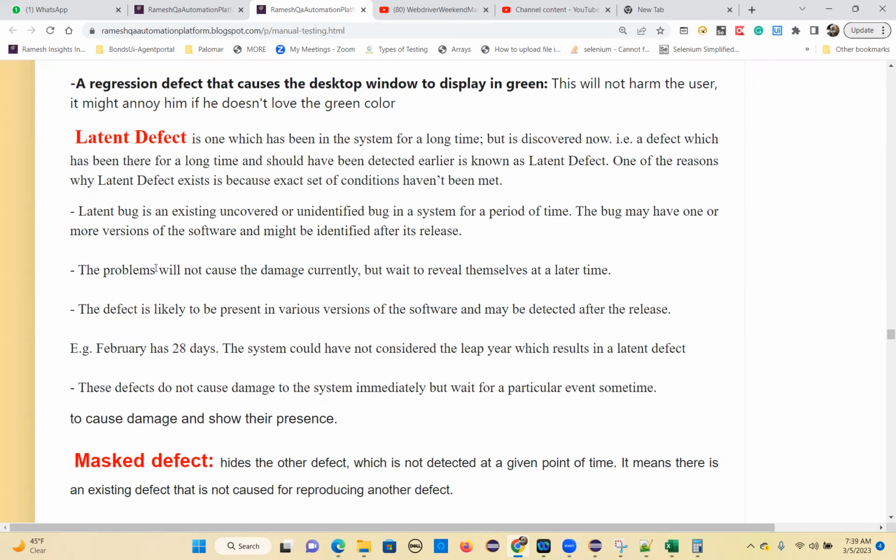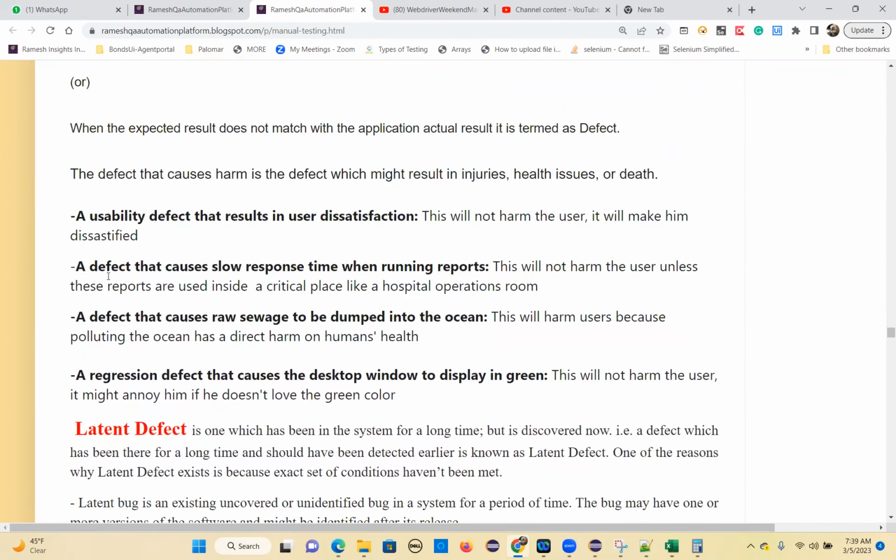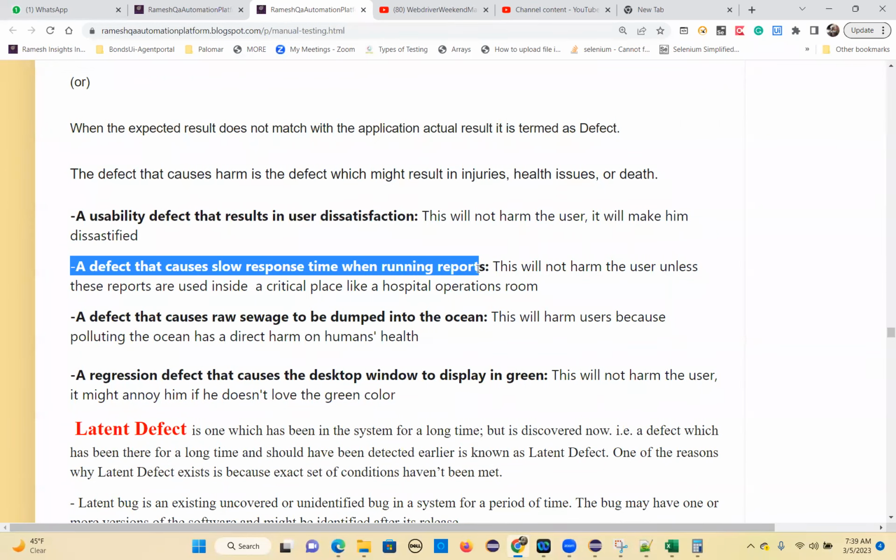Sir, can you give an example for the second one? Second defect. What is this? Are you reading this? Can you read this? What is meant by this? A defect that causes a slow response time when running the reports. What is meant by that? Can you tell me?